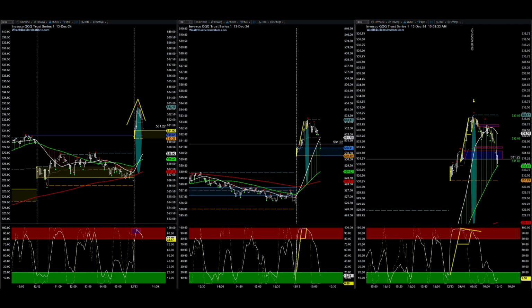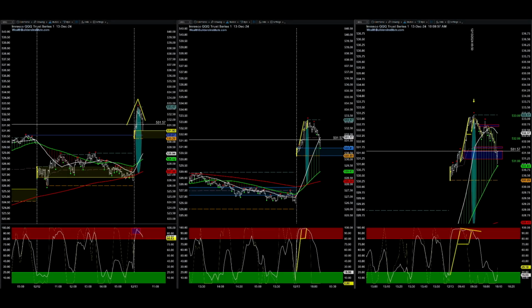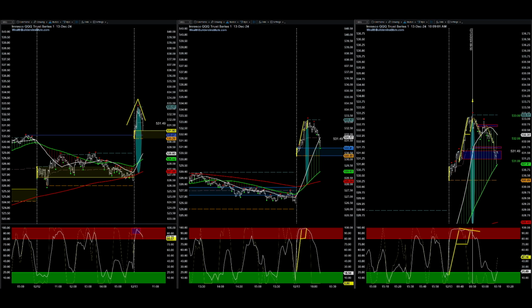If it pushes back up to the 531.50-ish area, we actually might go back up with the market. So let's see what happens. Let's swap the puts out for calls and see what happens here in the next moment or two. Order filled. And we're going back up with the market, ladies and gentlemen.